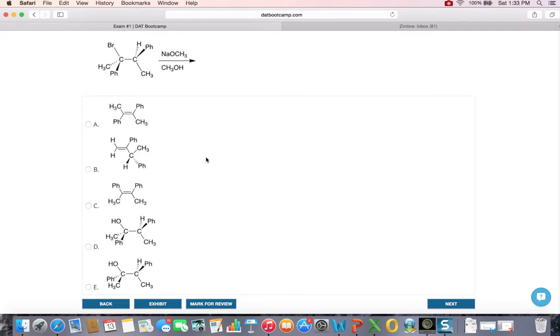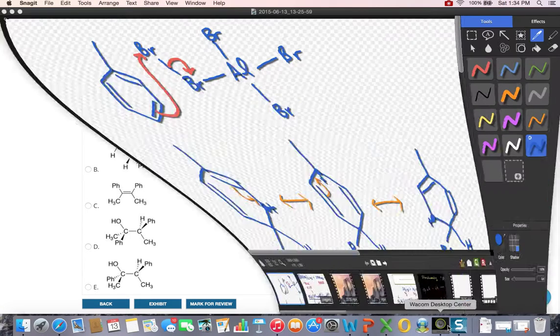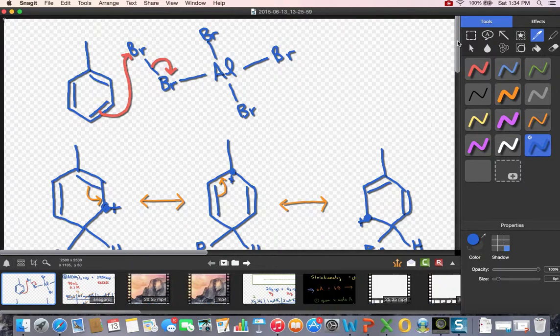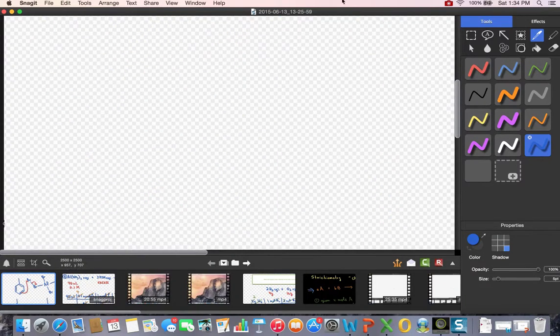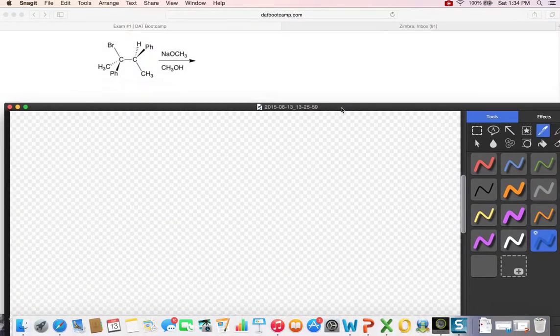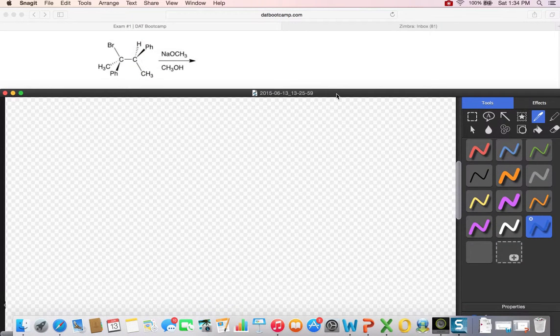But do not ever pick D or E because they're not elimination products, and you can't pick B because you scrambled the carbon skeleton. E2 does not rearrange. It is a concerted reaction, much the same way an SN2 is a concerted substitution reaction. So this being said, let's go to the easel. And what we're going to need to do is I need to draw this Newman projection.